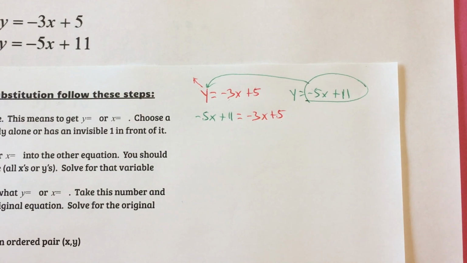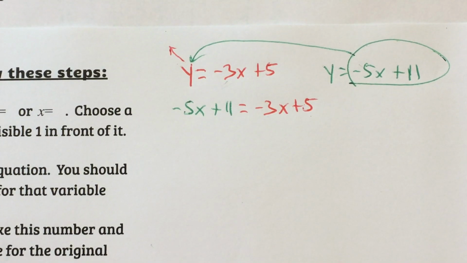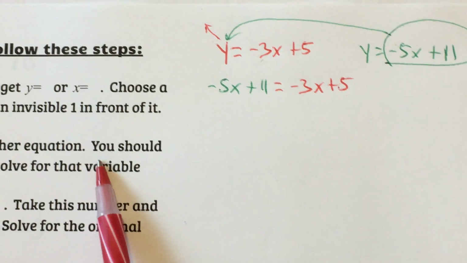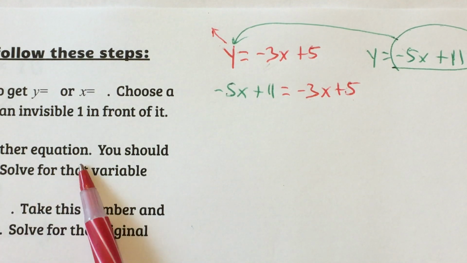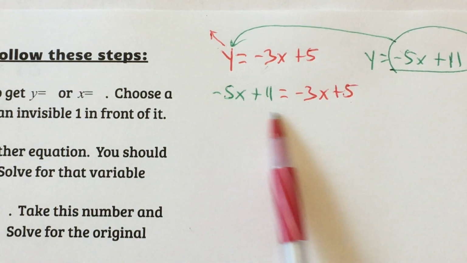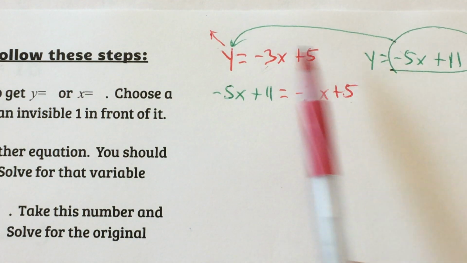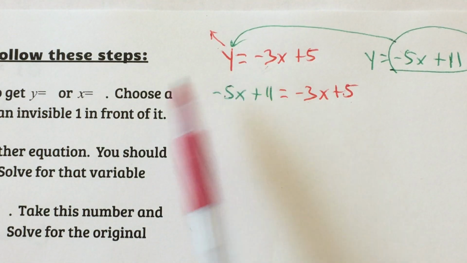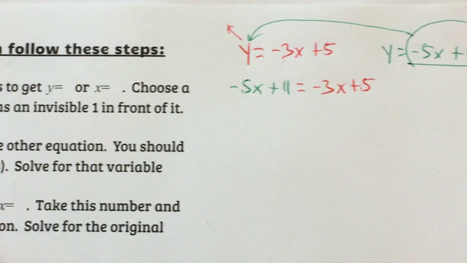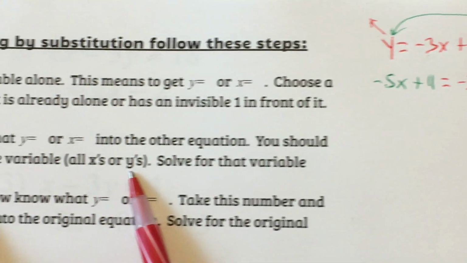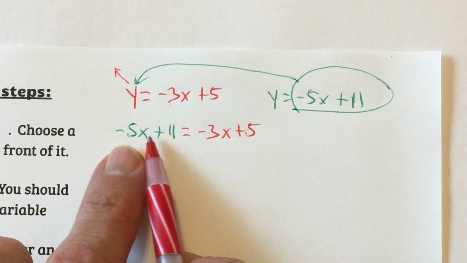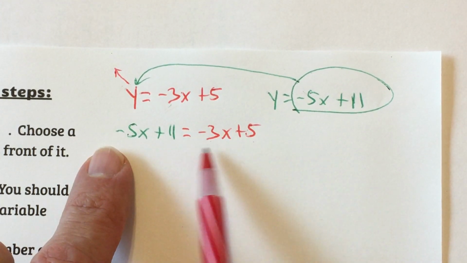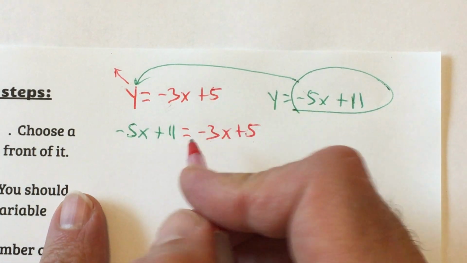So I'm going to zoom in so you can see this a little bit better. Remember, your notes, your steps are over here on the side. Step 2, substitute what y equals or x equals into the other equation. Oh, we already did that. This is step 2. Step 1 was getting y alone. They were already alone. You should only have one variable, either all x's or all y's. Solve for that variable. There's no y's here, only x's. So I'm going to solve for my x's.